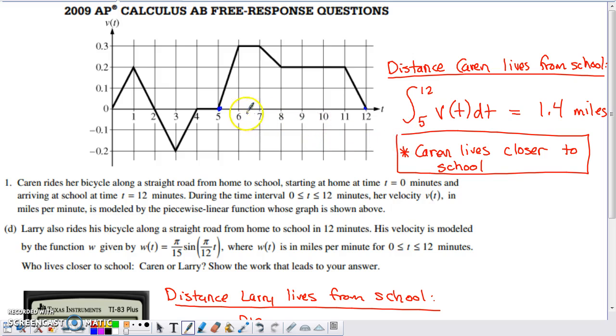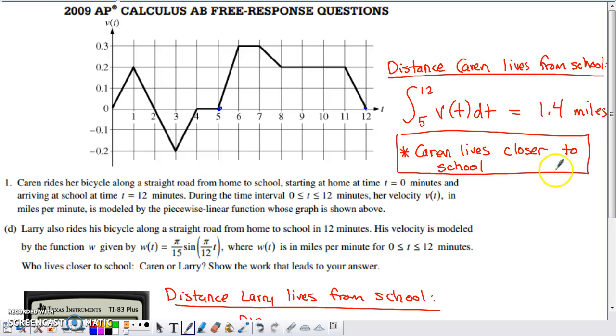And if you use area arguments to determine that, you've got a triangle here, you've got a rectangle from 6 to 7, you've got a trapezoid from 7 to 8, you've got a rectangle from 8 to 11, you've got another triangle from 11 to 12. You can find the areas of each of those triangles, trapezoids, and rectangles and sum them. And what you end up with is 1.4 miles.